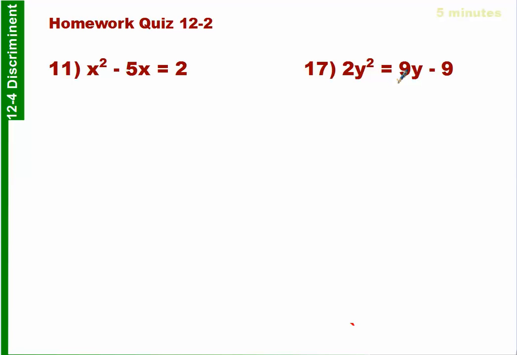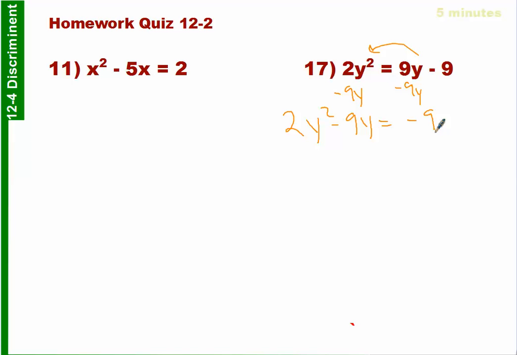And we also need to have an a value of 1. So, what am I going to do to get this 9y to go over to the other side? Kyle? I'm going to subtract 9y from both sides. And so I'm going to get 2y squared minus 9y is equal to negative 9.